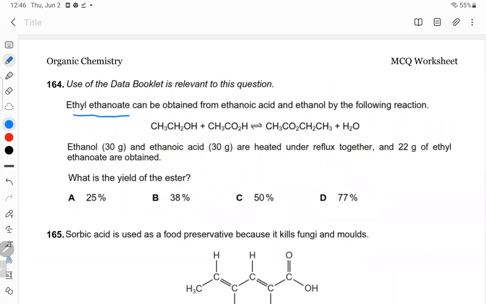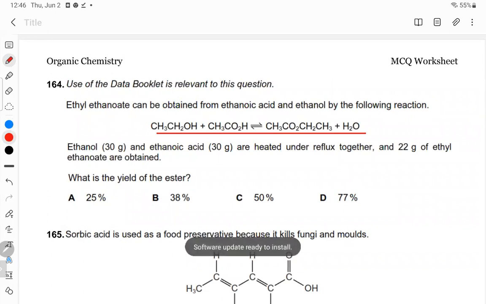Ethyl ethanoate can be obtained from ethanoic acid and ethanol by the following reaction. Okay, आप सब familiar हैं इस reaction से, ठीक है ना? 30 gram of ethanol and ethanoic acid are heated under reflux together, and 22 gram of ethyl ethanoate are obtained. What is the yield of ester?